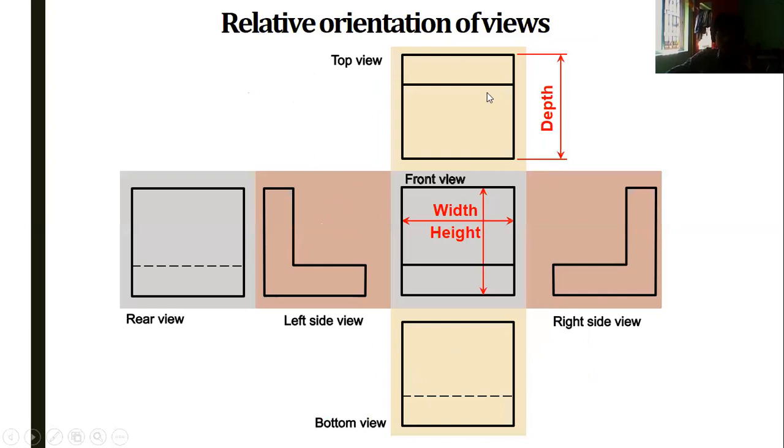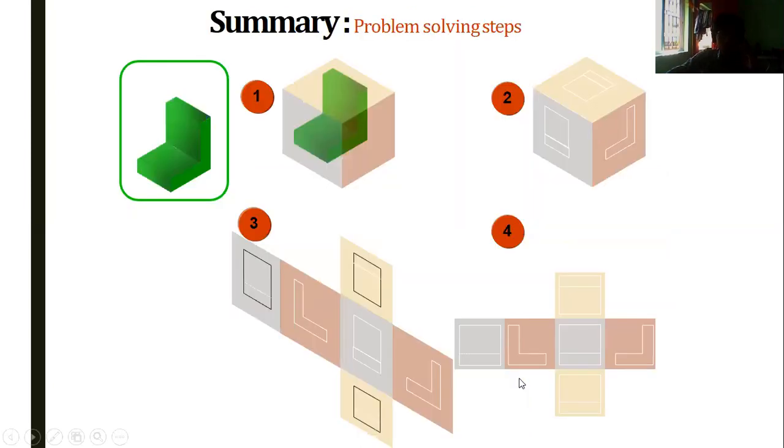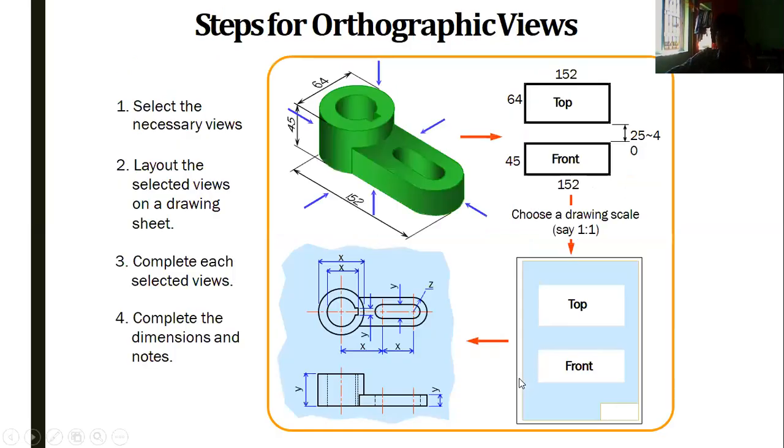See, the front view is just at the center of the drawing. Okay, the top view is above the plane. Okay, so we can easily identify that this is the third angle projection, because the top view is above the front view, okay. And the left side view, and this is the right side view, this is the bottom view, okay.